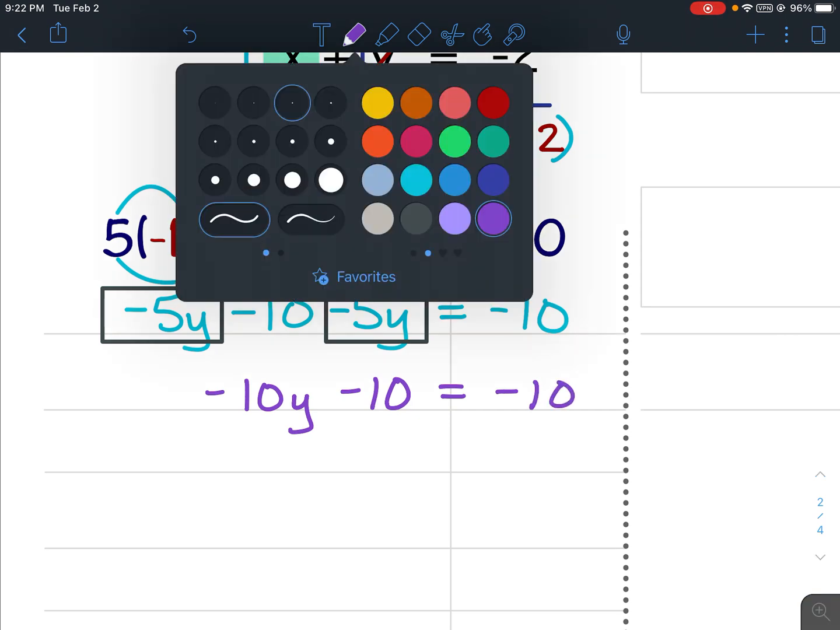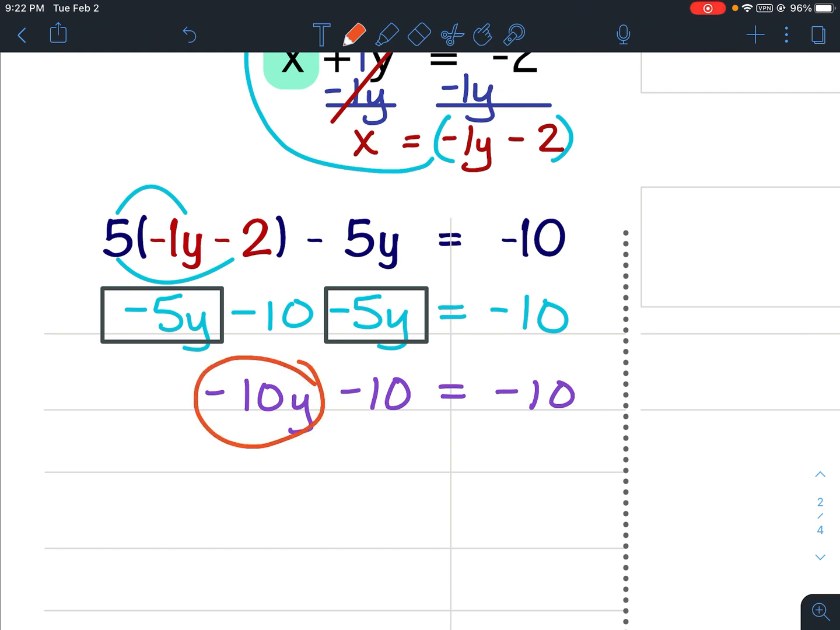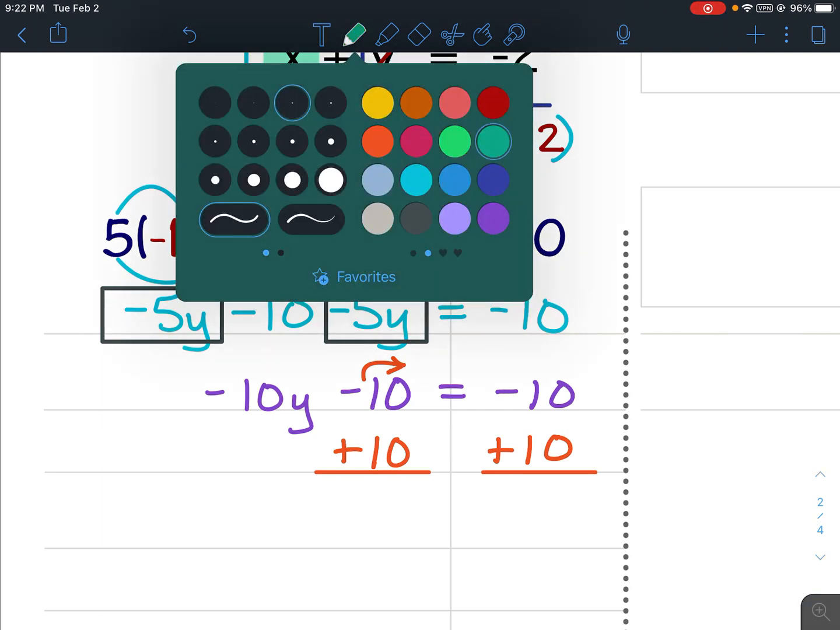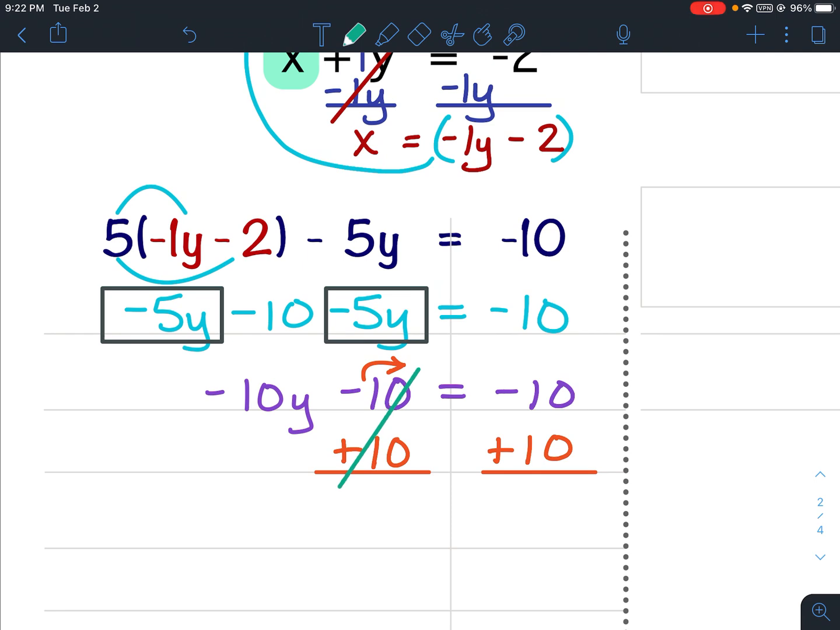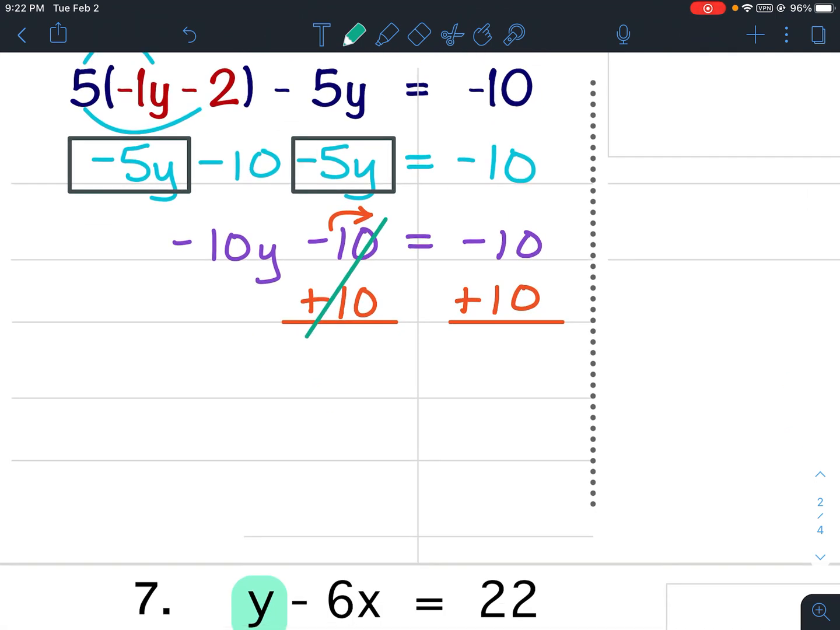All right, now it's a two-step problem. I have one variable term on the left, so I need to take my constant term of negative 10 to the right. The inverse operation would be to add 10 to both sides. The 10s would cancel. Bring down my negative 10y equals, well, negative 10 plus 10 is 0.